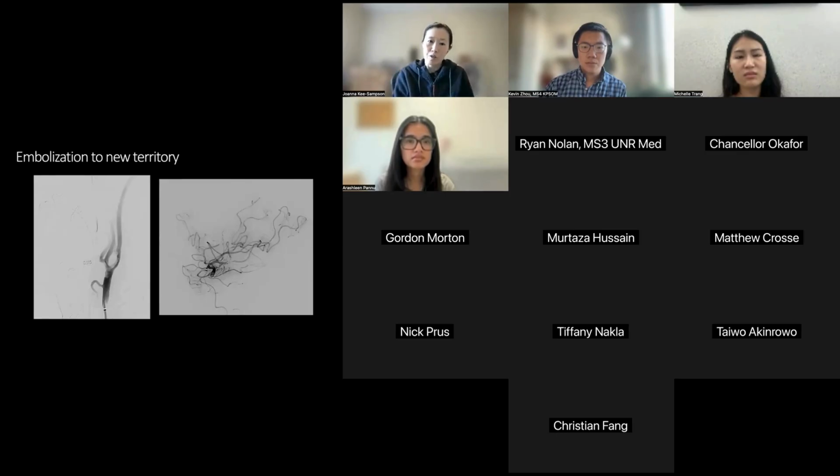And then embolization to a new territory. This is something that definitely can happen when you're doing thrombectomy of more proximal thrombus. So here's the case of somebody with an ICA thrombus, did the thrombectomy, but there was showering of smaller clots to the distal M1 branches that weren't there before.